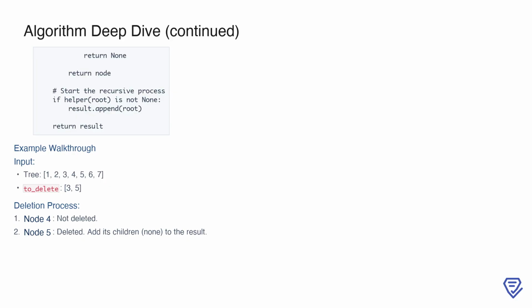For example, consider a tree with nodes 1, 2, 3, 4, 5, 6, 7, and a to_delete list containing 3, 5. When processing nodes, we find that node 5 is deleted, and since it has no children, no new roots are added. Similarly, node 3 is deleted, but its children, nodes 6 and 7, become new roots. Nodes 1, 2, and 4 remain intact, forming the primary tree in the forest.